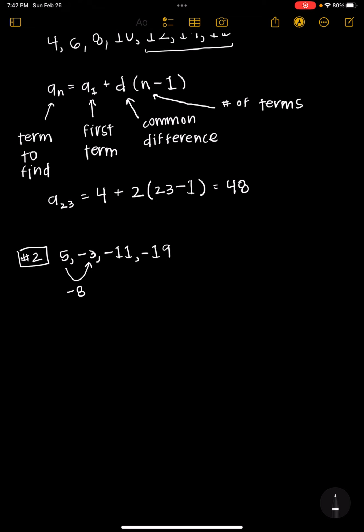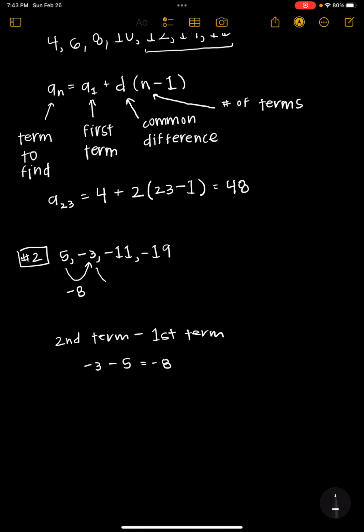But the easiest thing, honestly, is to count on your fingers. But the other way you can do that is you can always do the second term minus the first term, and that'll give you what's happening or what you're subtracting. So in this case, it would be -3 minus 5, which gives me -8. That's what I told you, it's subtracting 8.